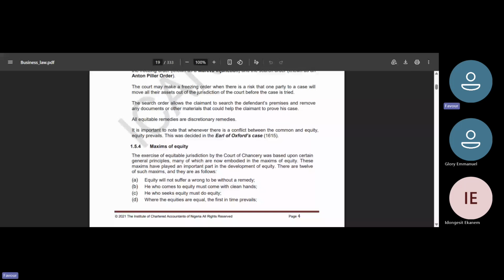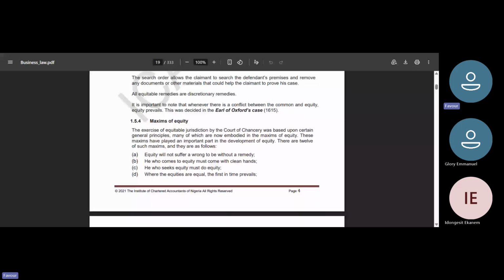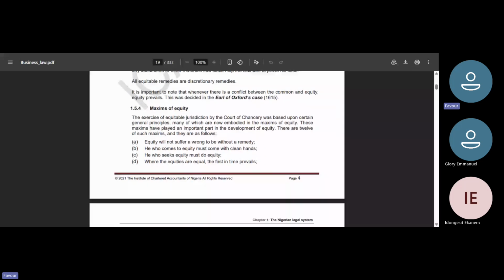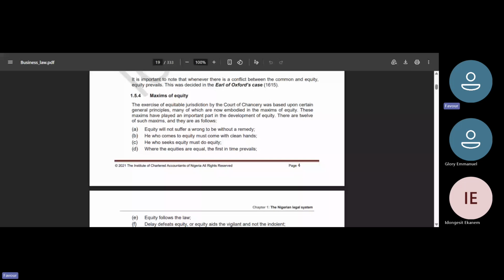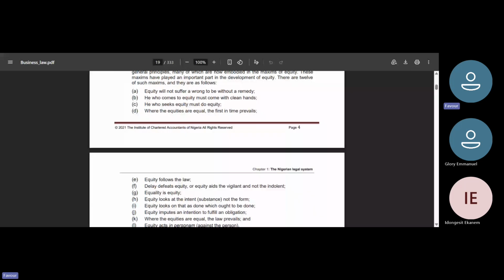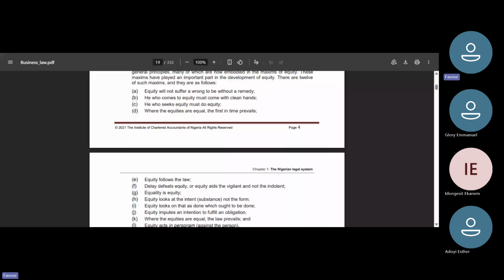The first one is equity will not suffer a wrong to be without a remedy. So when there's justice, when there's fairness, all these are synonyms of equity. It should not suffer a wrong to be without remedy. So once a wrong is perceived, there should be a remedy for it, right?